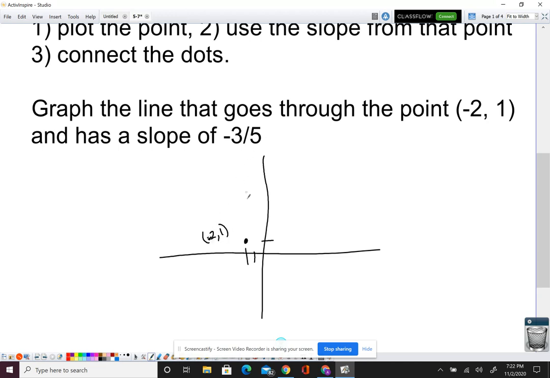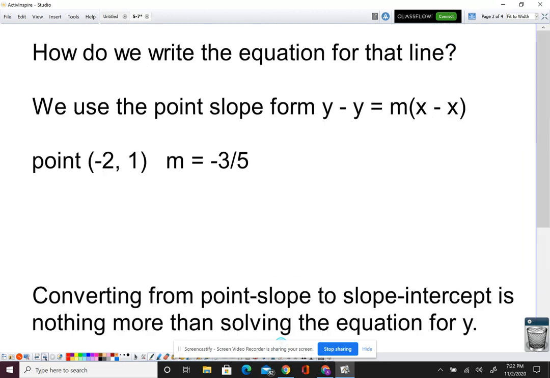and then using the slope. So we're going to go down 3 units and over 5. And we're going to get that point right there, which is (3, -2). So our point (3, -2), and then we have our line that goes through there. So that's how we graph if we were given a point and a slope. It's not much different than if you're given a y-intercept and a slope. You're just starting from a different point.